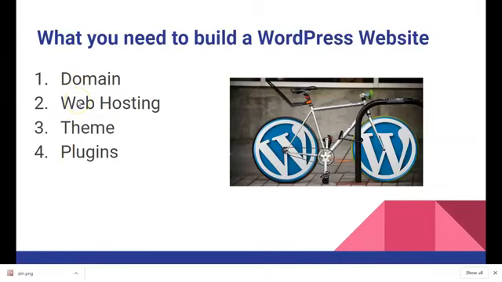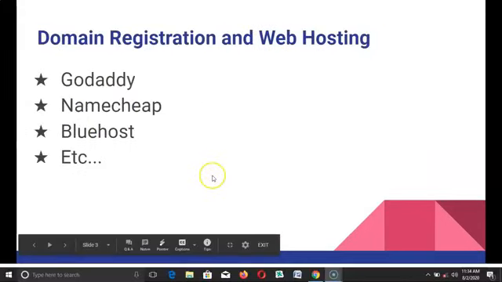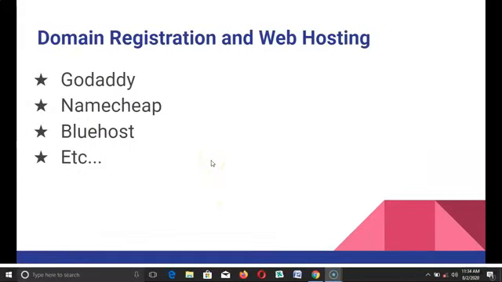So we will right away get started with the first two, which are domain and web hosting. There are 1,000 domain name registrars and web hosting companies out there. A few of them are GoDaddy, Namecheap, Bluehost, SiteGround, and so on and so forth. There are thousands and thousands of them.